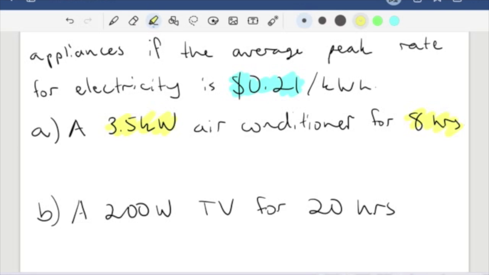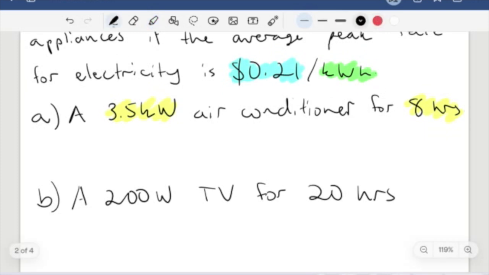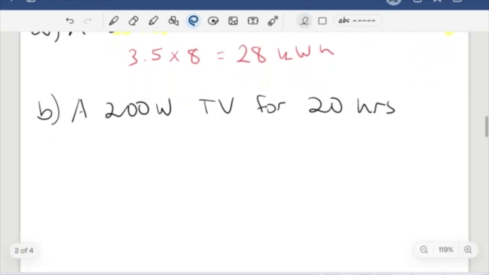So first, we need to find this kilowatt hour, which we get by multiplying the kilowatts, the energy used, by the amount of hours here. So that's going to give us, let's do it in another color, 3.5 times 8. I've got kilowatts separately and hours. To find the kilowatt hours, I'm going to multiply these two. And that gives me 28 kilowatt hours.